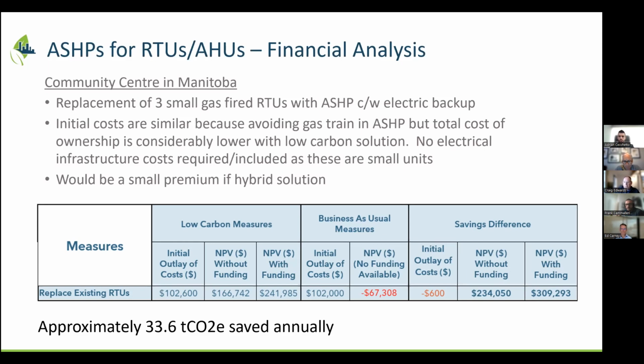Now, again, in this case this was not a hybrid solution. This was just an electric backup, if you will. It was a hybrid, but it wasn't relying on gas. If you did want to have the gas as a backup as opposed to the electric, because in some buildings you are constrained in terms of capacity, there would be a smaller premium. Still, with the overall total cost of ownership being as high as $235,000, without even any funding or grants, you could easily support the premium associated with a hybrid solution. So the messaging here is that you need to do the math on it, but it can be fairly attractive financially to proceed with the low carbon solution versus business as usual.